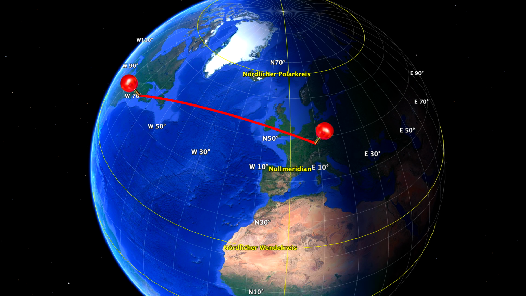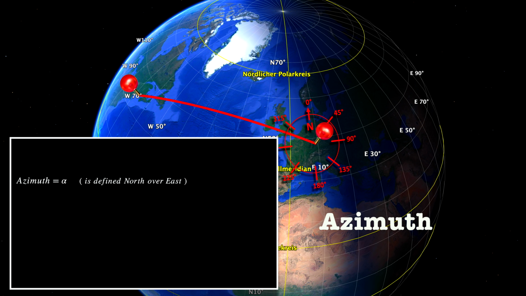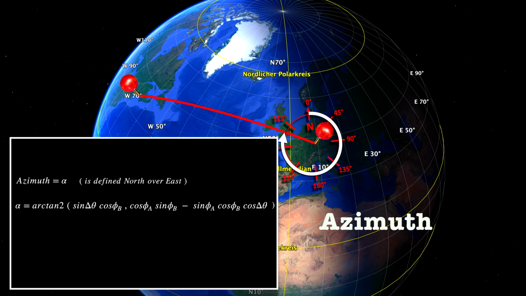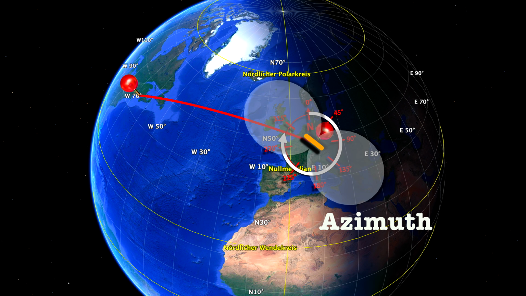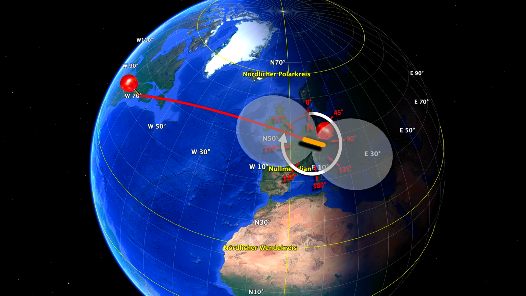Alpha, also called azimuth, is the radio signal's horizontal angle of incidence, defined as north over east. It's calculated from the transmitter and receiver coordinates using this equation. For an optimal signal, you want to point your antenna in this direction.